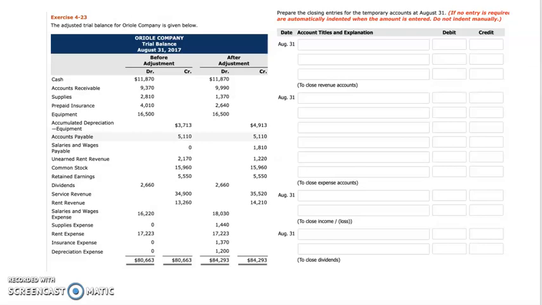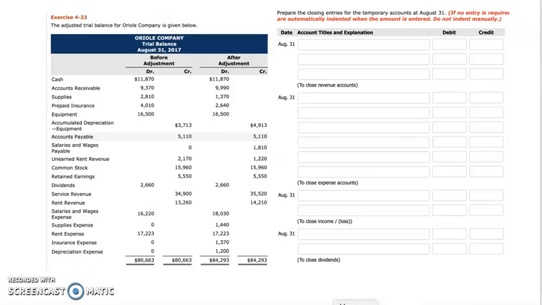Alright, hey guys, so I am going to explain to you guys how to solve exercise 23 from the homework. So I pulled it up here. This problem is basically just having you practice how to do closing entries for temporary accounts, how to zero out the accounts and things like that.